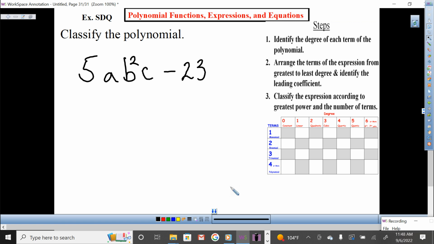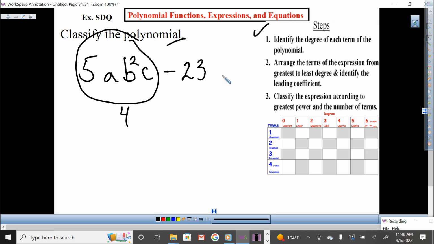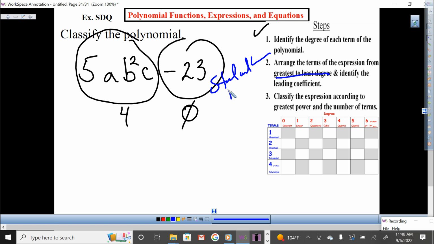All right, so let's see the conversations. Step 1, identify the degree of each term. Julian, help me out. What's the degree of this term? 4. Degree of this term? 0. So step 1 is done. Step 2, arrange from greatest to least. What do you guys notice? It's already arranged, so check mark for that. So this is already in standard form. What's our leading coefficient? Fabian? 5. Label that, LC, that is correct.